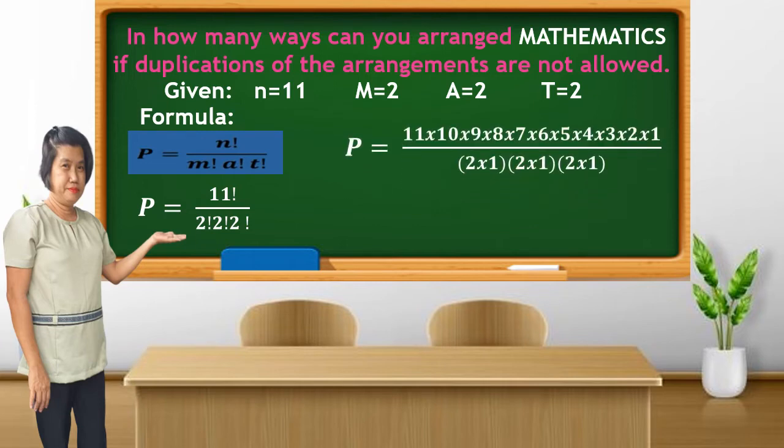11 factorial is equal to 11 times 10 times 9 times 8 times 7 times 6 times 5 times 4 times 3 times 2 times 1, which is equal to 39,916,800, all over 2 factorial, 2 factorial, 2 factorial, which is equal to 2 times 1 times 2 times 1 times 2 times 1, which is equal to 8. 39,916,800 divided by 8 is equal to 4,989,600.